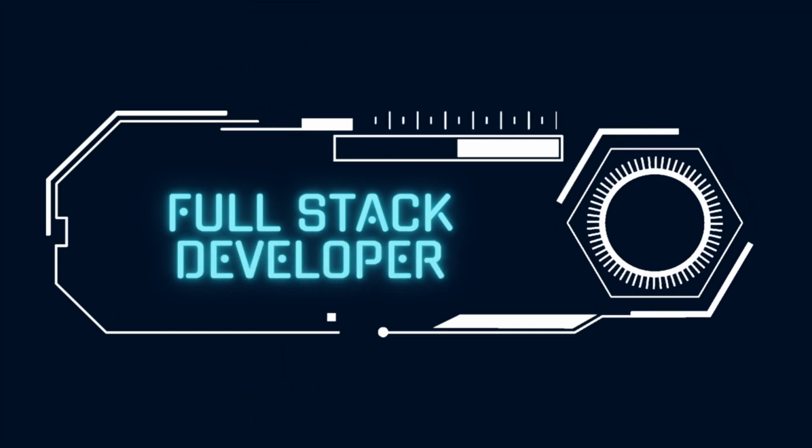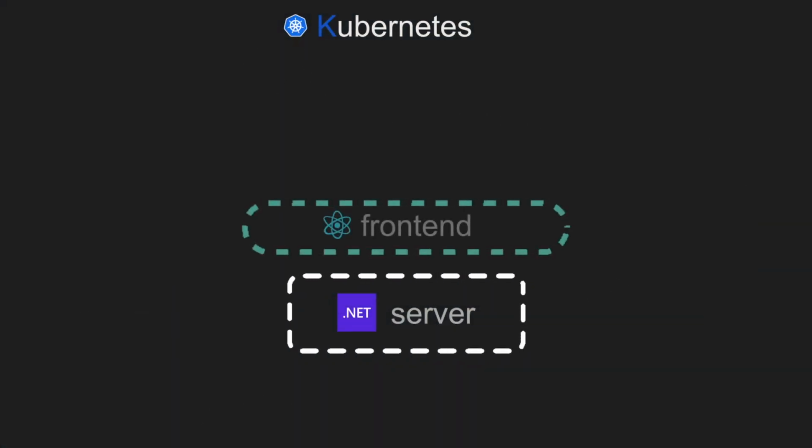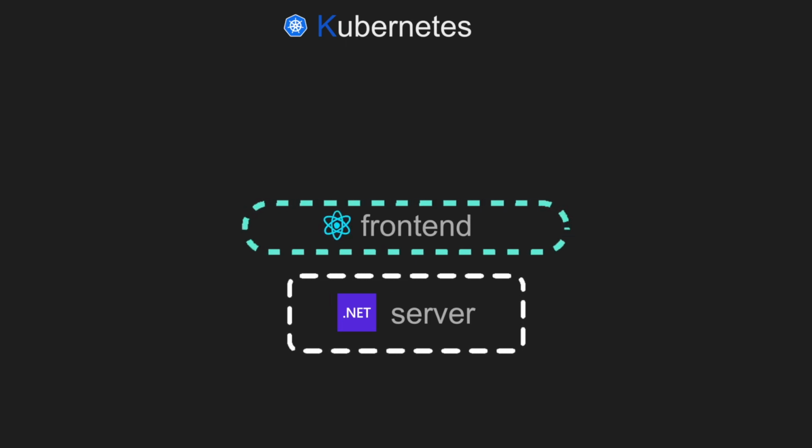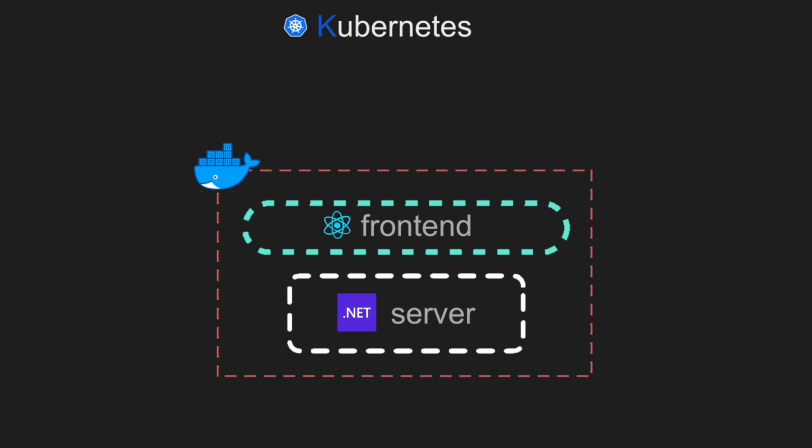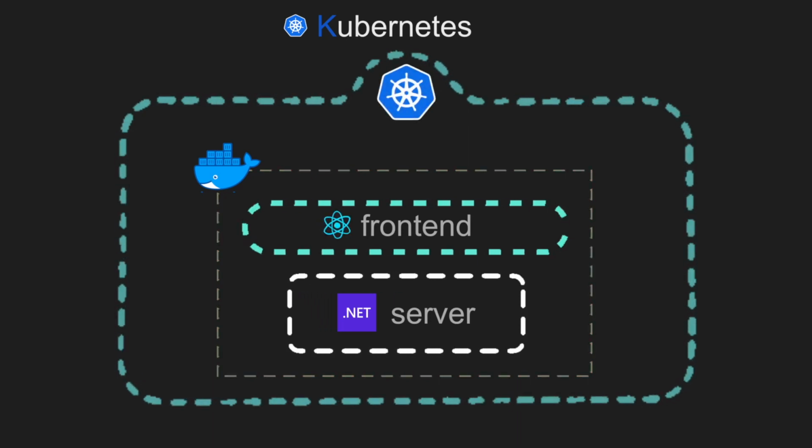In this video, we are going to create a web API with .NET serving a front end with React.js. This application will be contained in a Docker container and we will be deployed together in a Kubernetes environment.